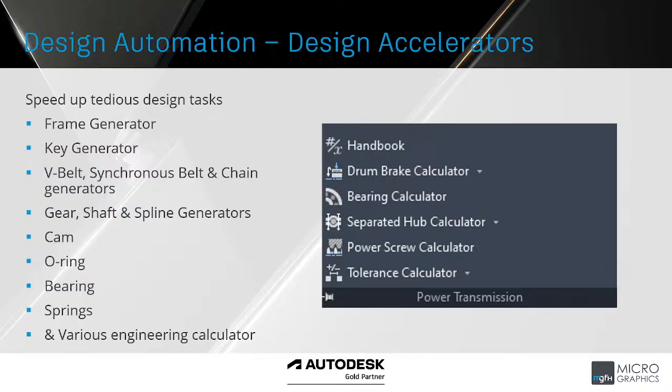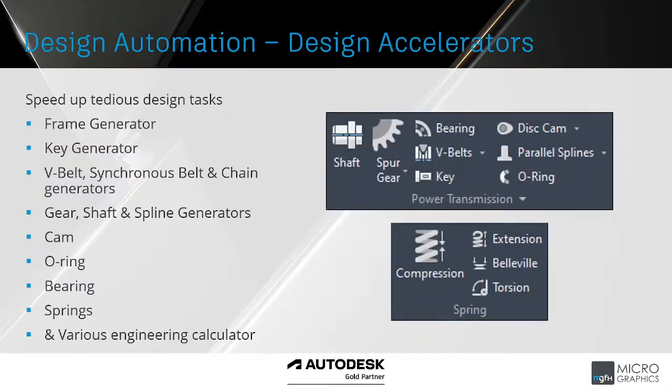Here, just on the right-hand side, some of the engineering calculators. So you can see drum brake, bearing, separated hub, power screws, and so on. So those are the calculators I mentioned as well. And a lot of the individual generators will also have calculators built into them. So if you're putting a key on a shaft, there's a calculator to ensure that that key is big enough and strong enough for the power transmission through that shaft.